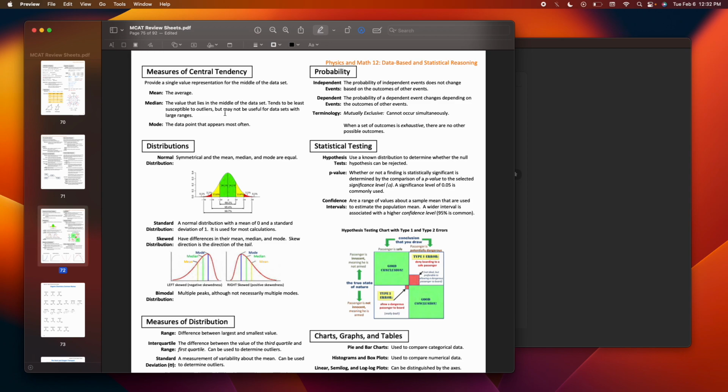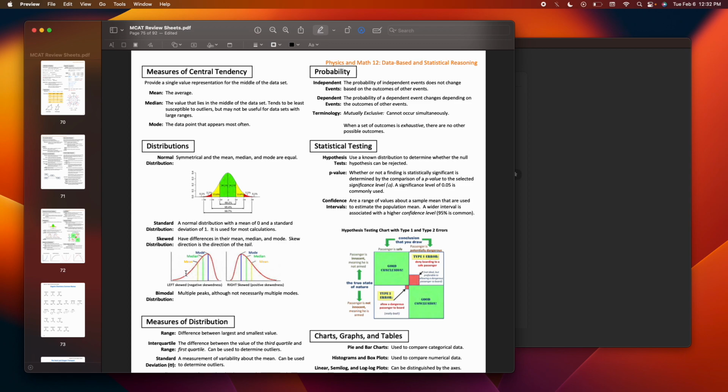It tends to be least susceptible to outliers, but may not be useful for data sets with large ranges, because you won't get the mean, but you would get the median, which is the only value that is right in the middle of the data set. Then we have the mode, which is the data point that appears most often.